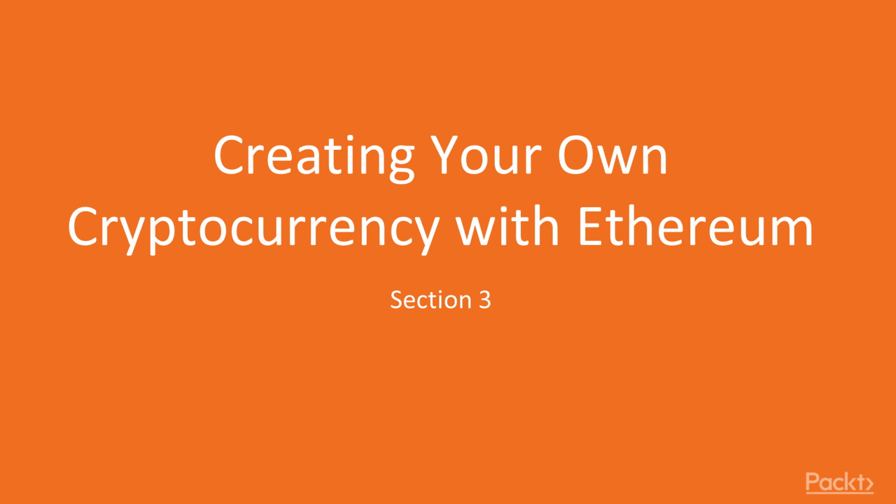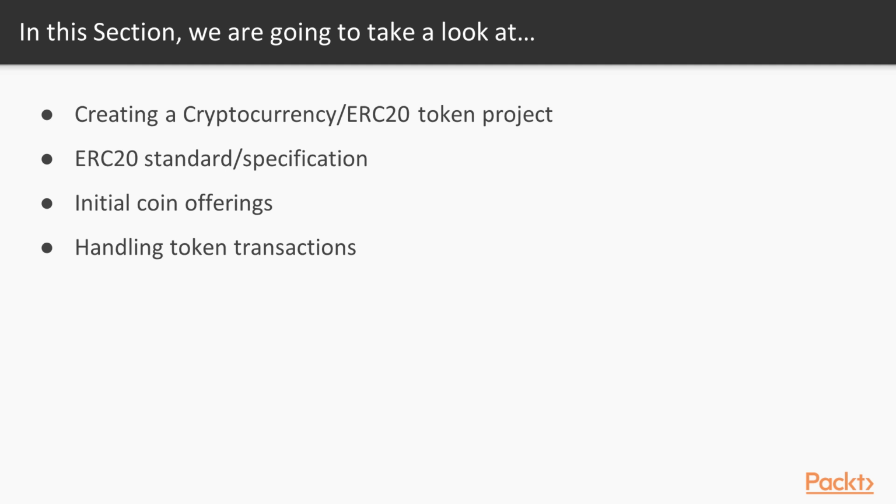Hello, and welcome back to section 3 of this course on Ethereum development. In this section, we are going to have a look at how we can create our own ERC20 token project. An ERC20 token is in effect a cryptocurrency built on top of the Ethereum blockchain. We will have a look at the specification, how you can do an initial coin offering, and how we can handle token transactions and transfer of value.